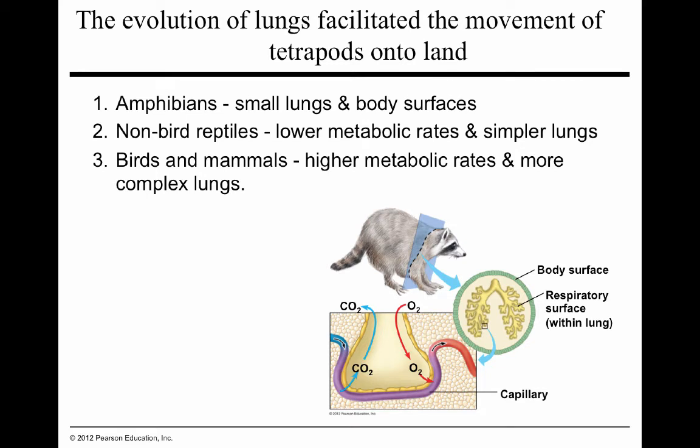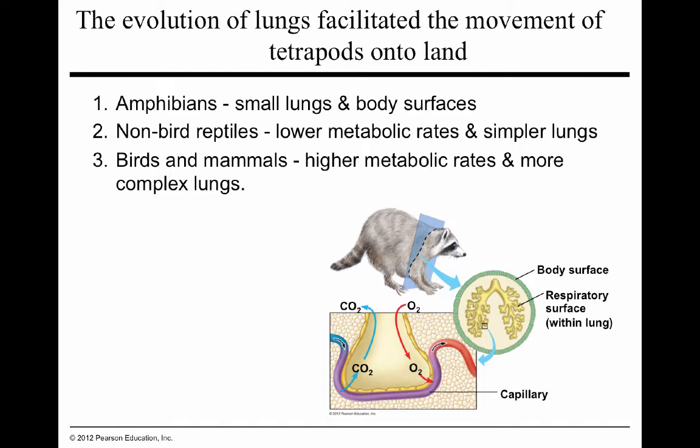In the tetrapods, there are lungs, internal lungs, that are the gas exchange structures. They are highly folded, which increases the surface area, and they're within the body of the organism, which means they're not going to dry out. Amphibians have quite small lungs. They also use their skin for respiration as well, like we saw in the heart. Non-bird reptiles have simpler lungs, while birds and mammals, which have high energy expenditure and high metabolic rates, have more complex lungs.